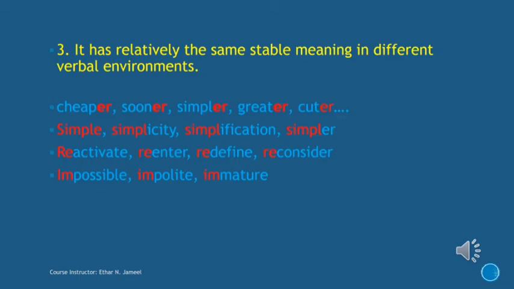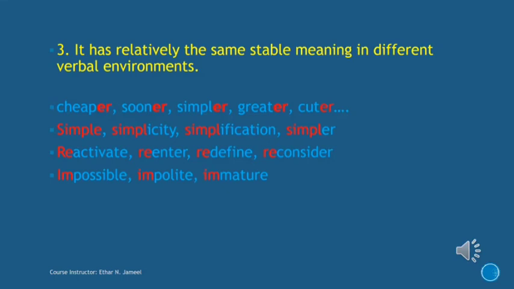Let's take another example, like simple. Simple is a morpheme and it is a word at the same time. Simple has meaning, of course. It has the meaning like easy, plain, clear, etc. So in simplicity, it has the same meaning. In simplification, it has the same meaning. If I say simpler, it has the same meaning, simple. So simple in all of these words has the same meaning.